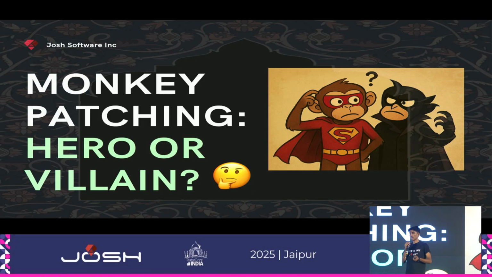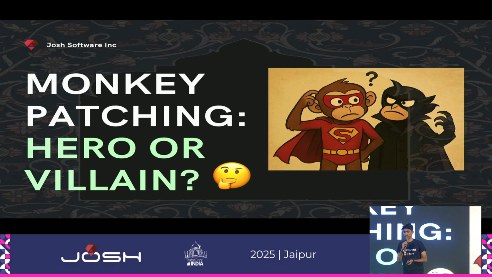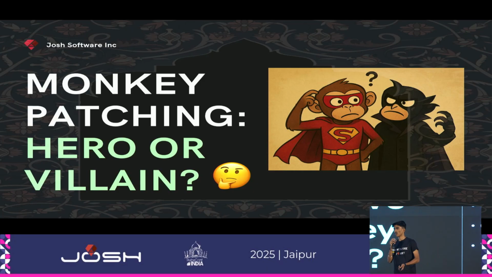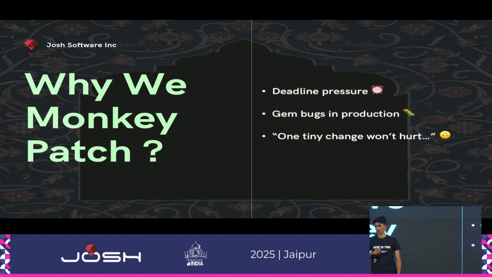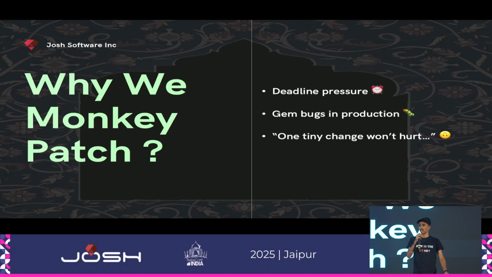So most of us have been monkey patching in Ruby, right? So let me be honest. Why do we monkey patch? Is it just a deadline that you have to deliver your code today itself, or is it just a gem that you rely on has broken in production? Or even it's a tiny change that you have made and you think about what would probably go wrong, right? But here's something interesting. This tiny change that you have made can make you a hero or unleash the evil.